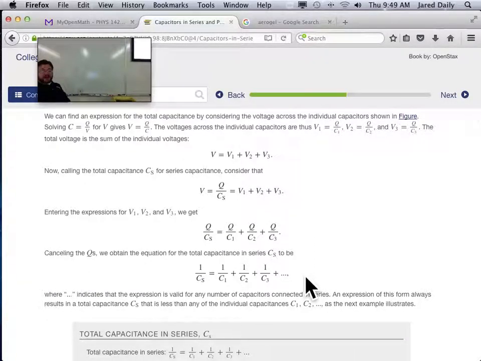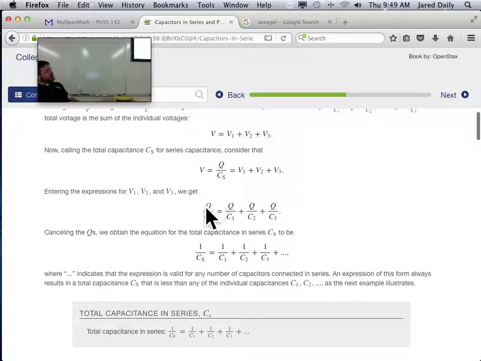And mathematically, what we do to figure that out is we calculate voltages across the capacitors. We add them together, voltage 1 plus voltage 2 plus voltage 3, to get the total voltage, which would be the voltage across the battery. And using our definition of capacitance, that would mean that Q over the total capacitance, which we call C_S for capacitance in series, would equal Q over C1 plus Q over C2 plus Q over C3, because those are the definitions for voltage according to the capacitance definition.